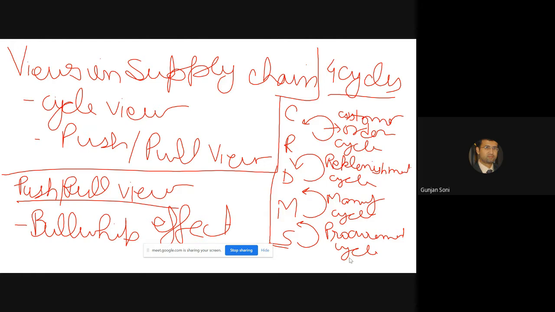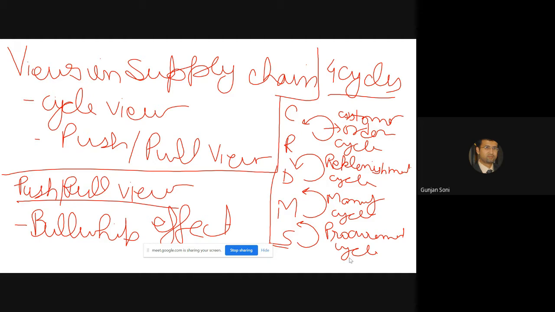Okay, it can go into larger detail. I did not give it in great detail, but you can break down all the cycles into activities. Maybe there may be 100 or 50 activities in every cycle. So from an operations point of view, from a running-a-supply-chain point of view, the cycle view is referred to. But if we have to talk about strategic decisions, like who should be keeping inventory and where, then there is the push-pull view. The push and pull view is actually coming into the picture because of the existence of the bullwhip effect.